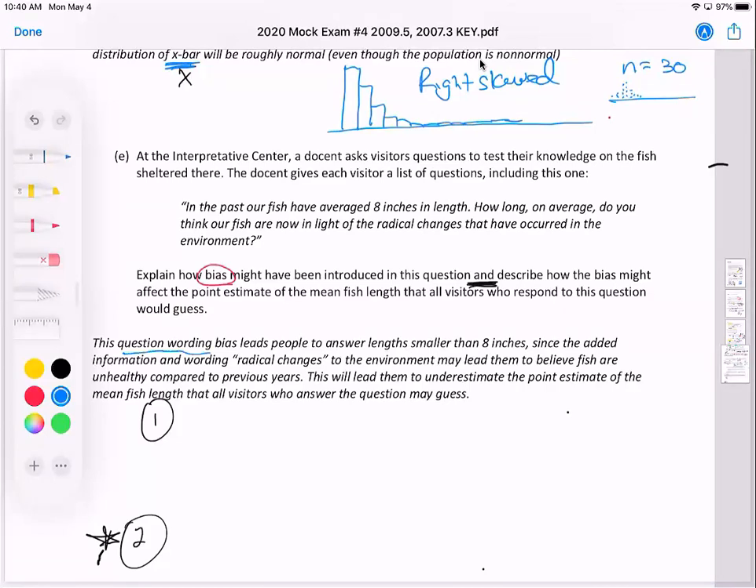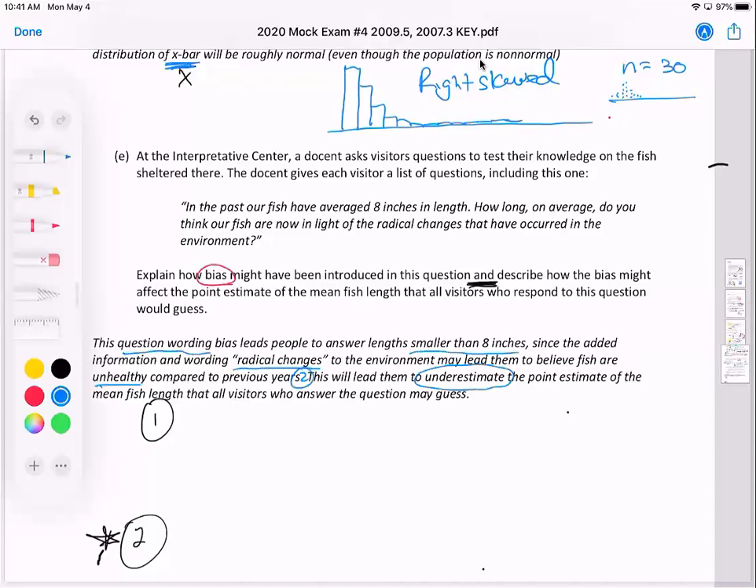this question wording leads people to answer lengths smaller than 8 inches, since the added information and wording about radical changes to the environment may lead them to believe the fish are unhealthy compared to previous years. This will lead them to, okay, here's my number 2. This will lead them to underestimate the point estimate of the mean fish length that all visitors who answer the question may guess.